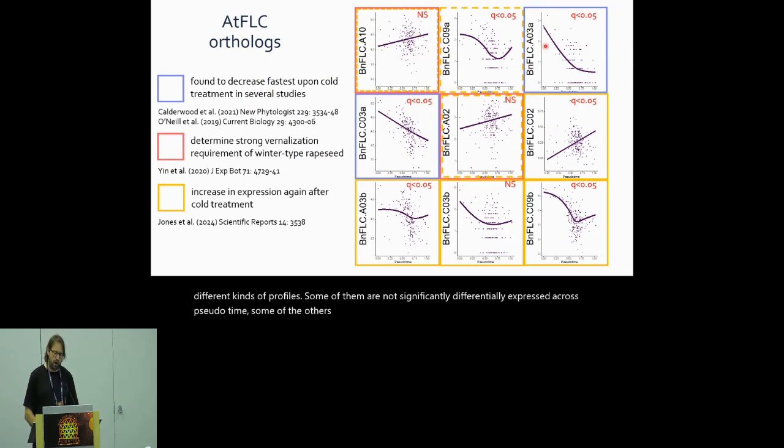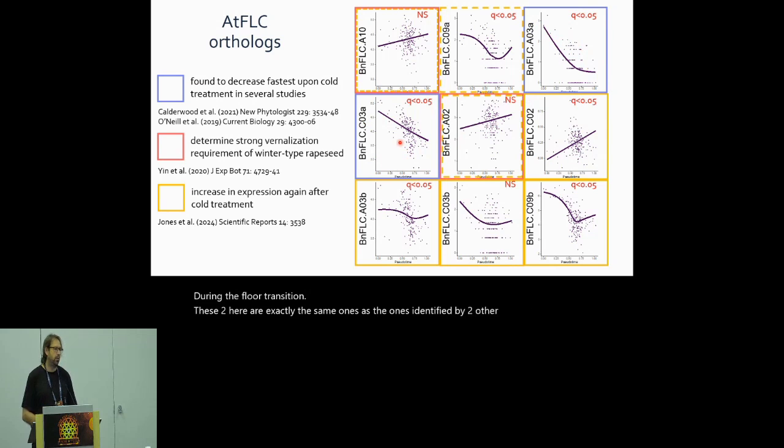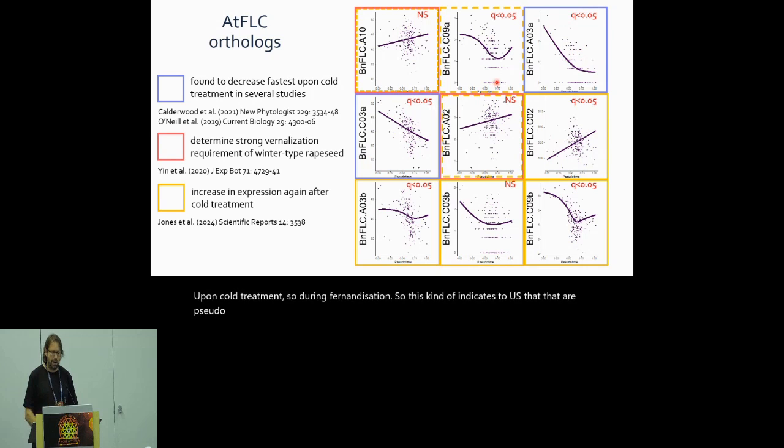And the ones that go down most strongly, which is what you would expect for FLC genes during the floral transition, these 2 here are exactly the same ones as the ones identified by 2 other studies as decreasing the fastest upon cold treatment, so during vernalization. So this kind of indicates to us that our pseudotime profiles make sense.